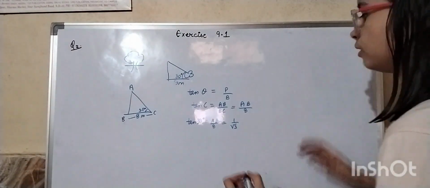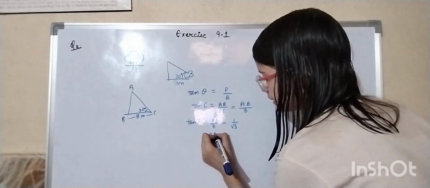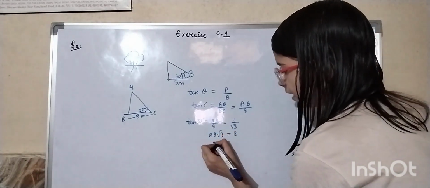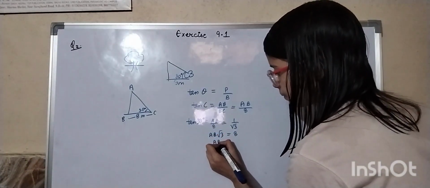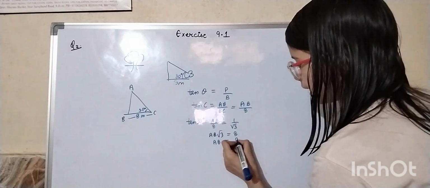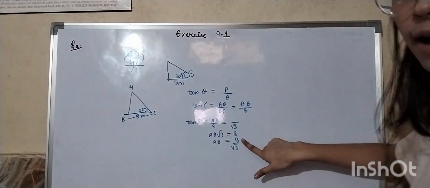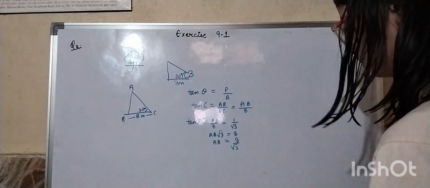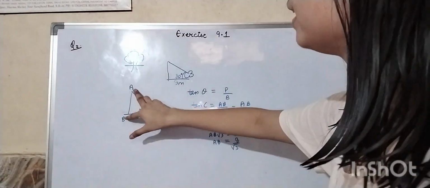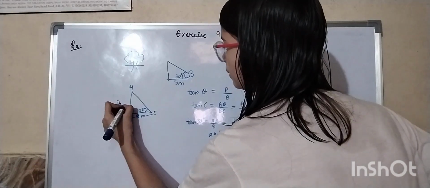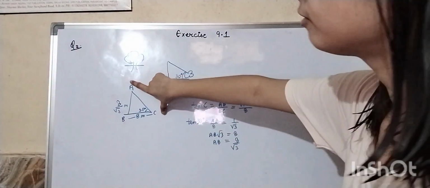Okay. Now multiplying this, AB root 3 is equals to 8 and AB is equals to 8 upon root 3. First we cross multiplied this, after we made it this. Now we have found the height of AB, which is 8 upon root 3 meter. Now we have to find the height of AC.